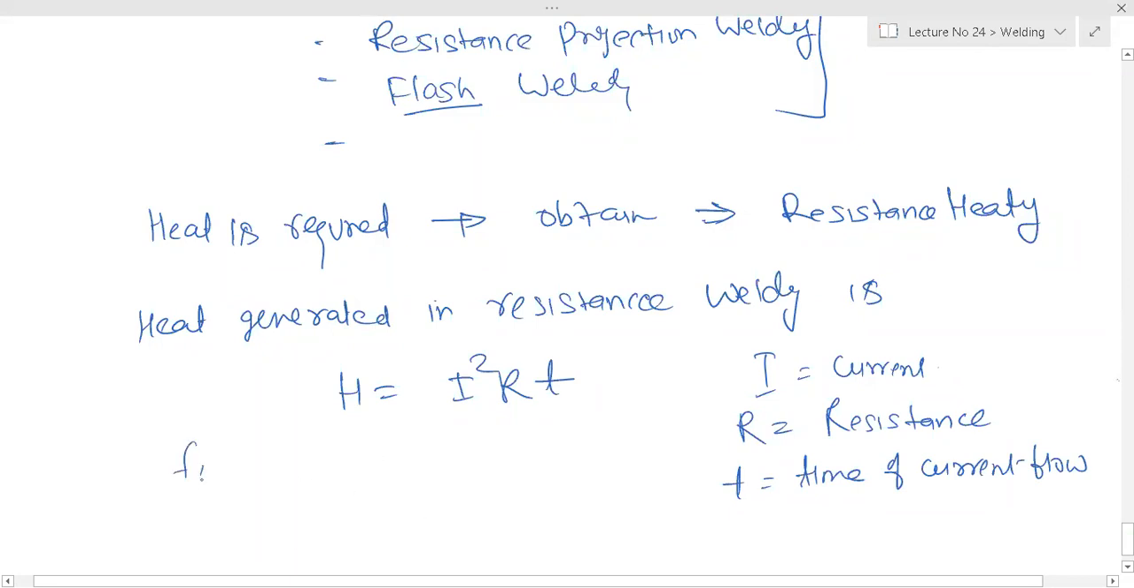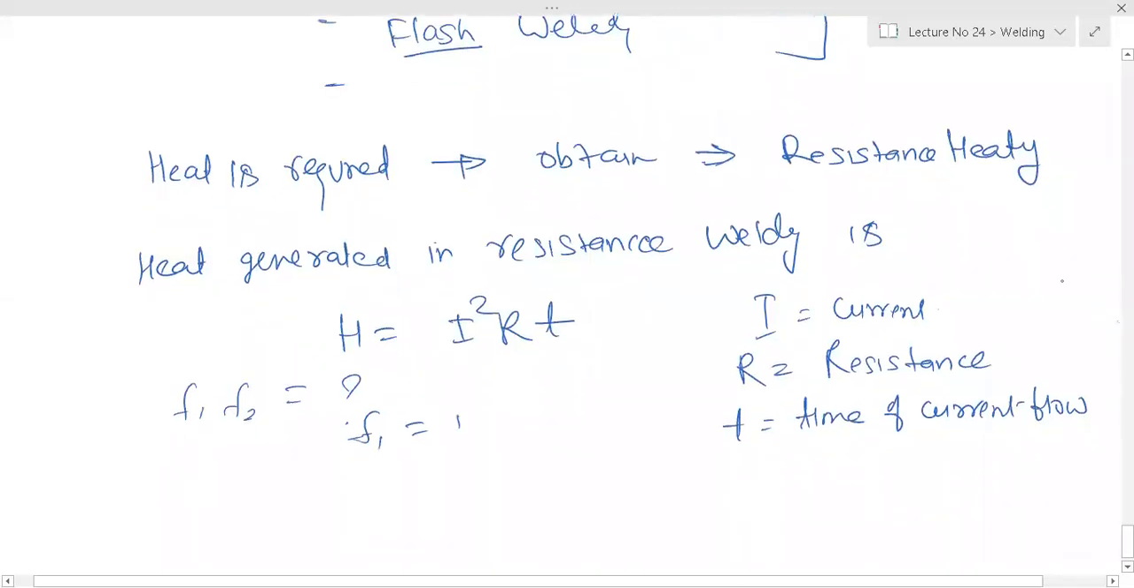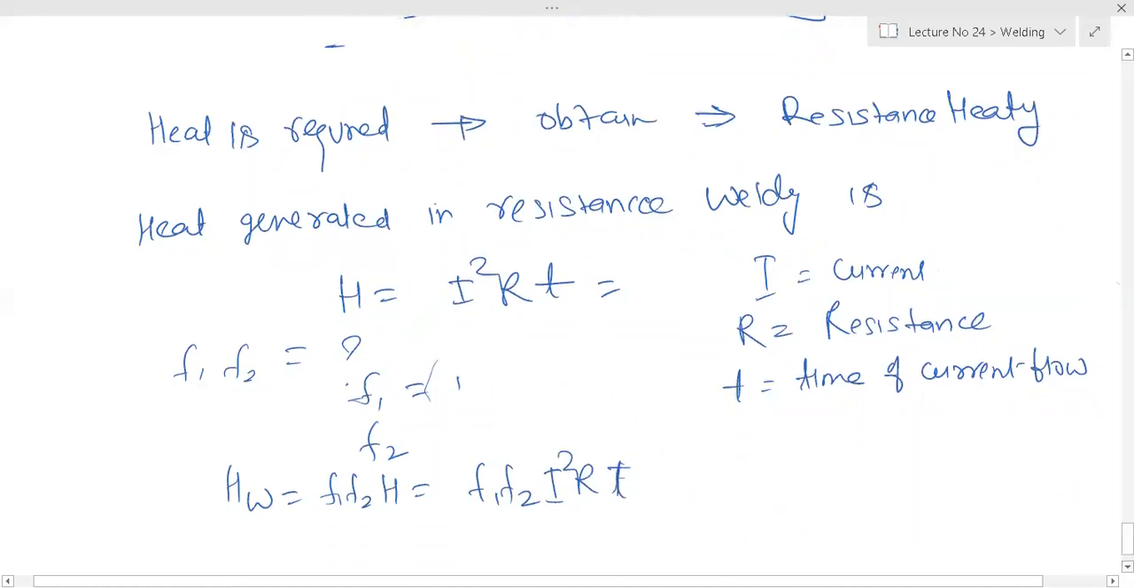So what about F1 and F2 here? What happened to F1 and F2? Generally, F1 is your 1 because heat transfer takes place directly to the work surface area. But in case of gas welding or arc welding, heat is transferred from the electrode, and in gas welding it is from the torch. So HW is equal to F1 F2 H, or I can say F1 F2 I square RT. Don't confuse, because confusion kills.